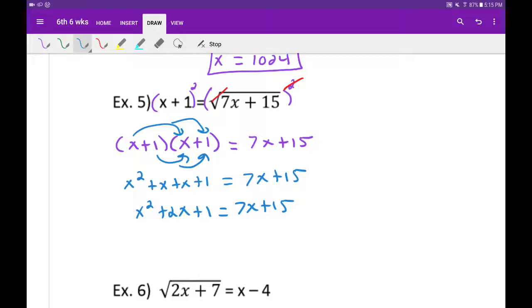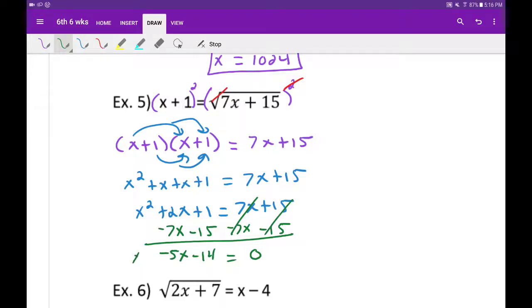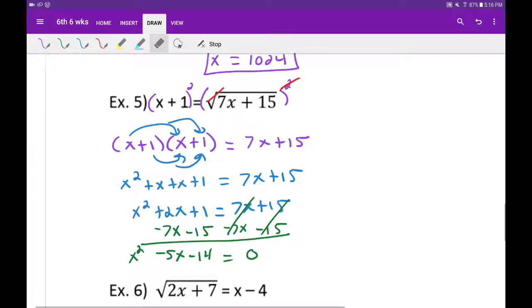All right, so now that I have a quadratic, I need to have it equal 0. And since my x squared is positive on the left side, I'm going to move this entire equation to the other side. So I'm going to subtract 7x from both sides, and I'm also going to subtract 15 from both sides. This whole right side will cancel, which is what I want, and leaves our quadratic equaling 0. We get negative 14 minus 5x, and then x squared. All right, so there's our quadratic.